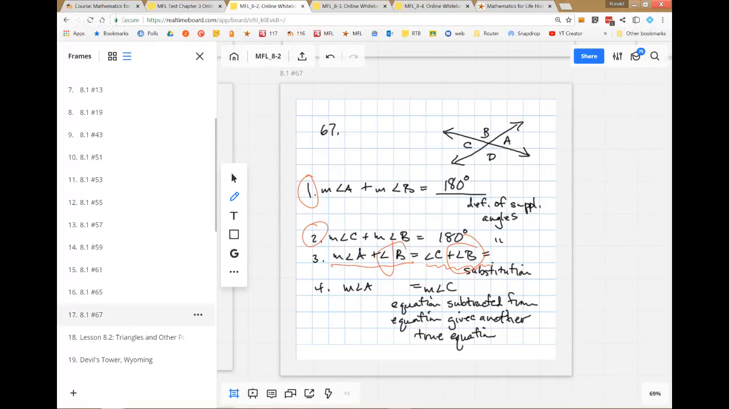Now, I promised you guys there wouldn't be any proofs in this chapter, and I'll admit this looks an awful lot like a proof. But there won't be. You don't have to worry about this on the test. Okay. But it should make sense to you.